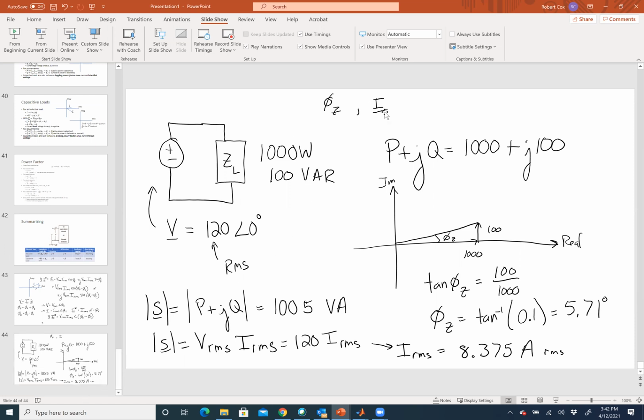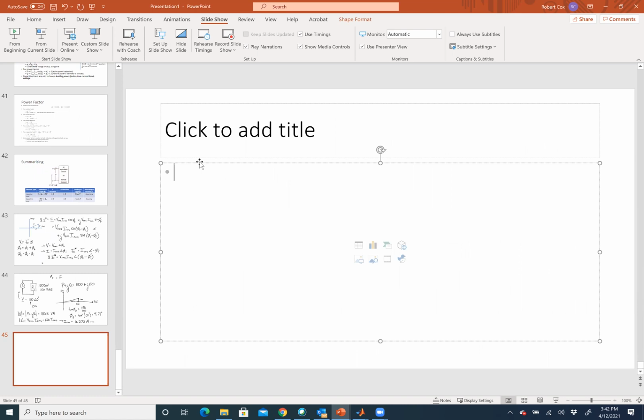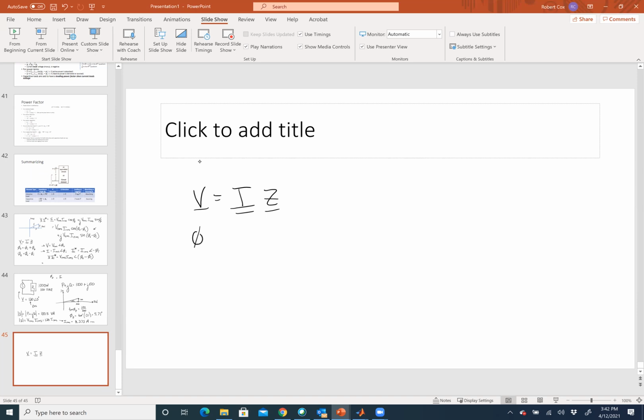If I want to get the phasor, I figured out the magnitude of it. How do I get the angle? Isn't it just the difference between the angles of V and Z? Yep. Basically, the way I think of it, the key relationship is Ohm's law: V equals I times Z. So phi V equals phi I plus phi Z.